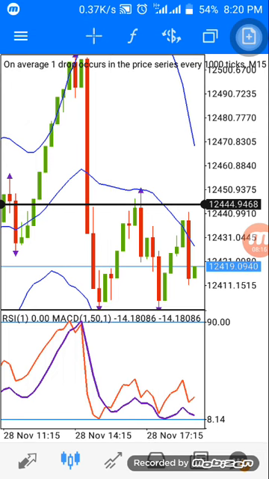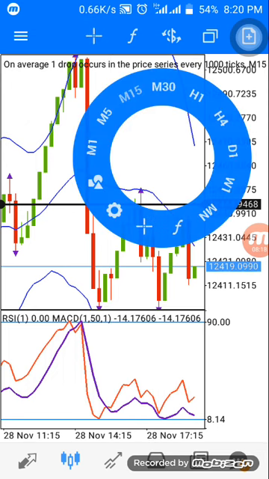All right, so 5 minutes is where you take your trade, and if anything happens while you are in the trade, you can check back on the higher time frame to see if you are to hold the trade or exit in a little profit.